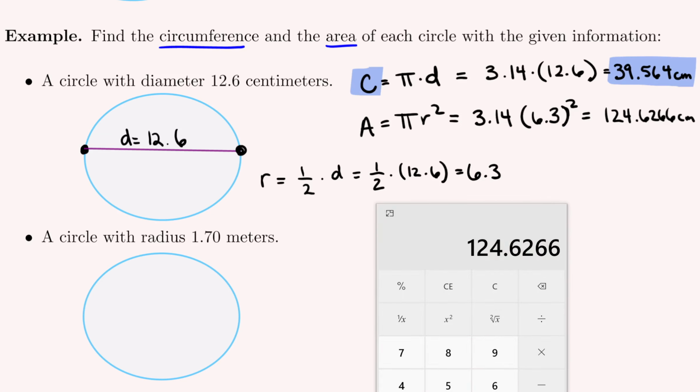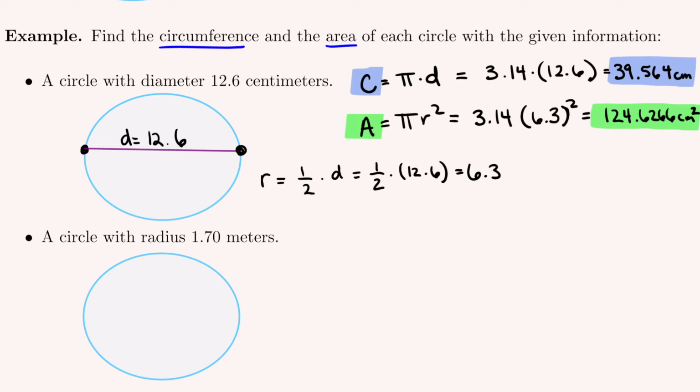And we find the answer that the area enclosed by this circle is 124.6266 centimeters squared. So since area is a measurement of flat space, we know that that will be centimeters squared.